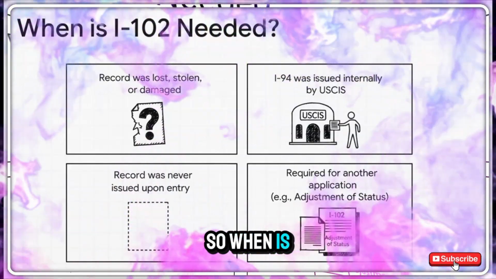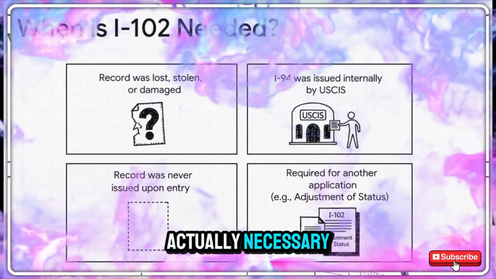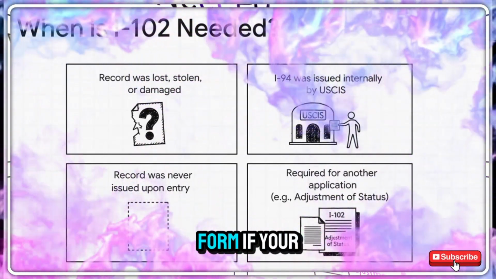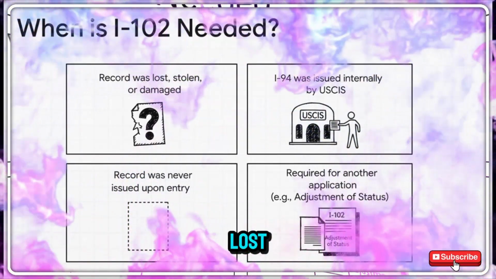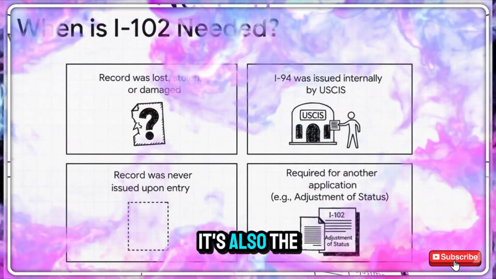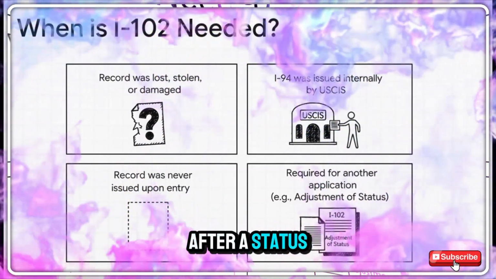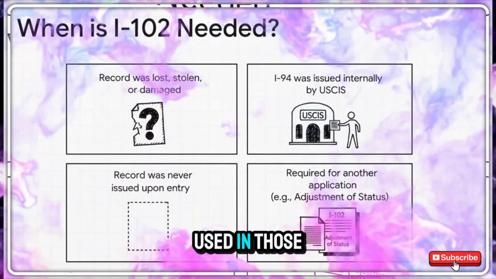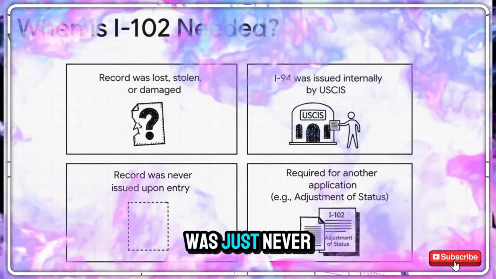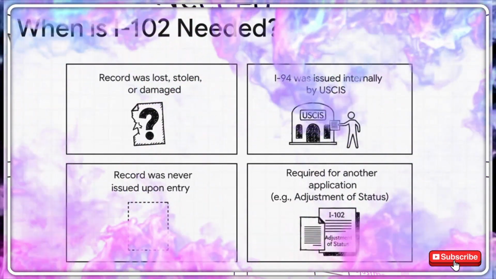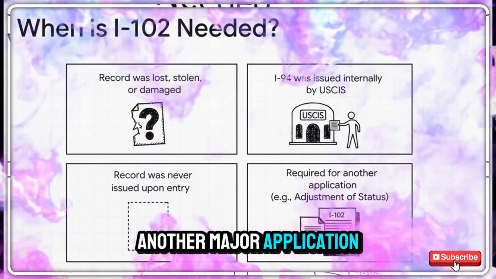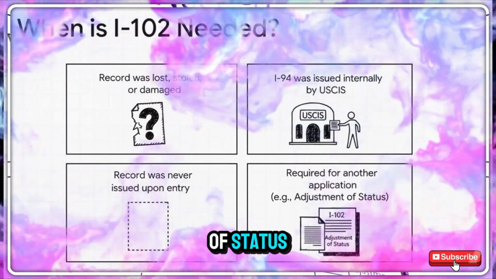So when is paying this fee actually necessary? Well, you'd file this form if your original record was lost, stolen, or destroyed. It's also the right move if USCIS issued your record internally after a status change. And it's also used in those rare cases where a record was just never created when you entered, or when you need it for another major application, like an adjustment of status.